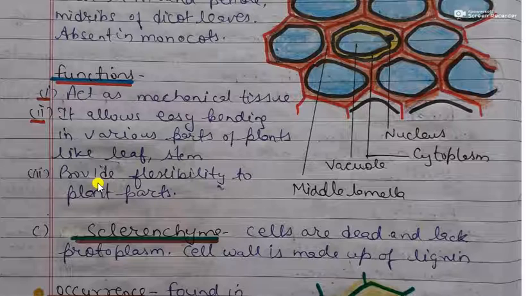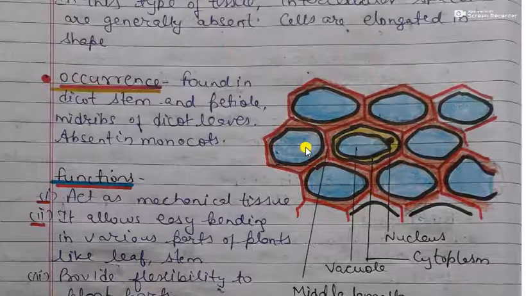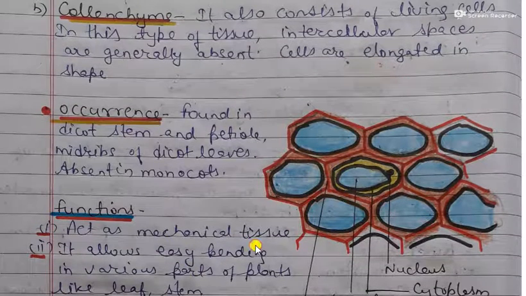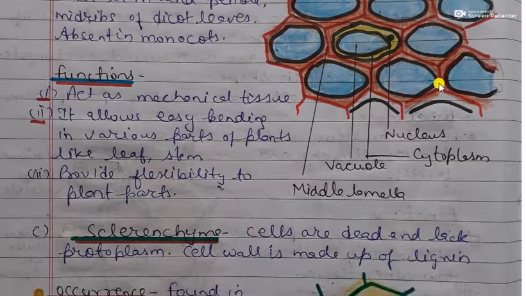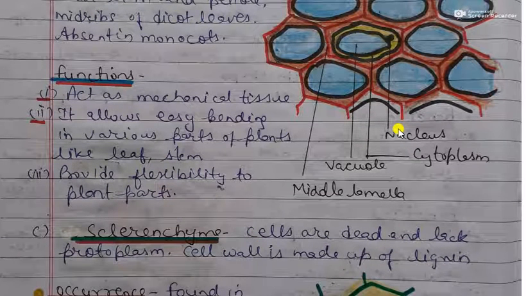Collenchyma also provides flexibility to the plant parts. The various plant parts like branch, leaves, stem, they bend to some extent. This is due to the presence of collenchyma. Now this is the diagram of collenchyma. The cells are elongated in shape and the intercellular space is absent.